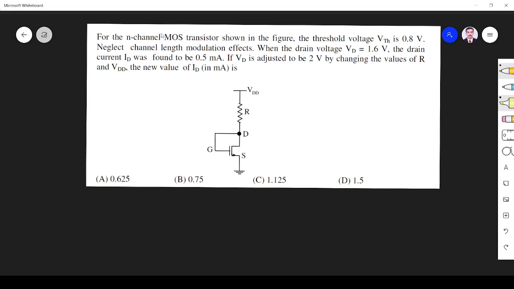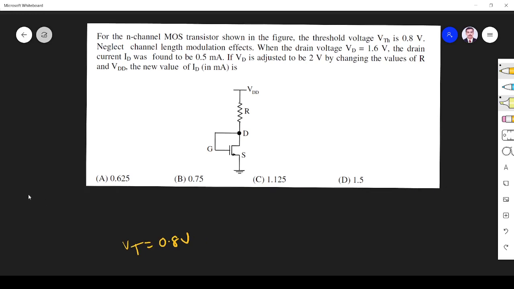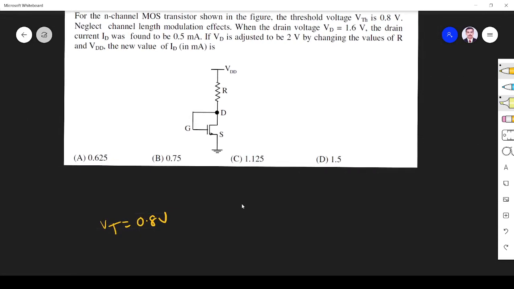For the N-channel MOS transistor shown in the figure, the threshold voltage Vt is 0.8 volt. Neglect channel length modulation effects. When the drain voltage is 1.6 volt, the drain current is 0.5 milliampere. If the drain voltage is adjusted to 2 volt, changing the value of R and VDD, what is the drain current? They are asking. You see here the gate and drain are connected.